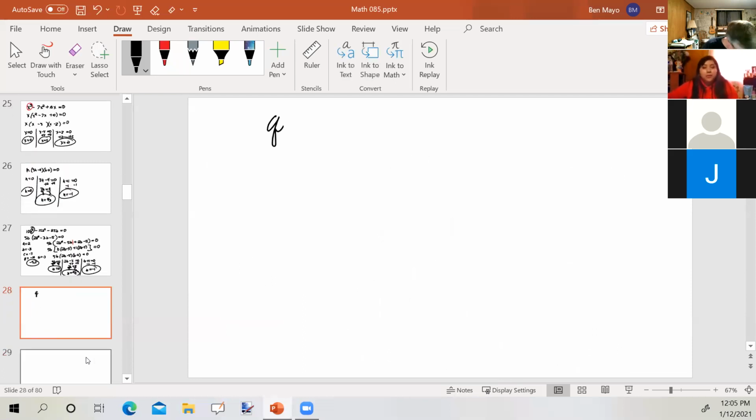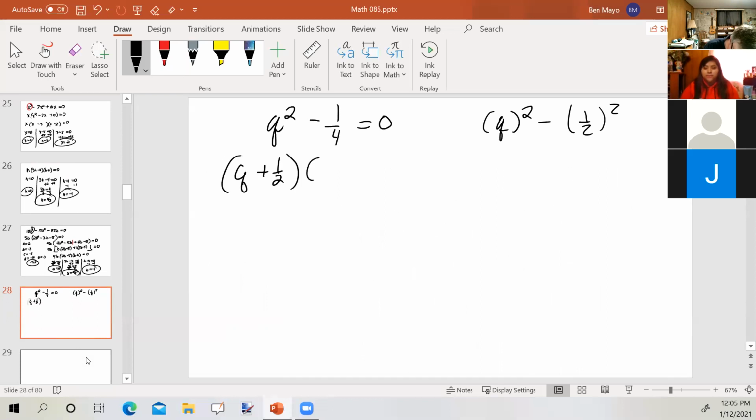Q squared minus 1/4 equals 0. Well, that is the difference of two squares, because we could write it as q squared minus, what times itself is 1/4? 1/2. 1/2 times 1/2 is 1/4. Okay, so this is going to be q plus 1/2 times q minus 1/2 equals 0.